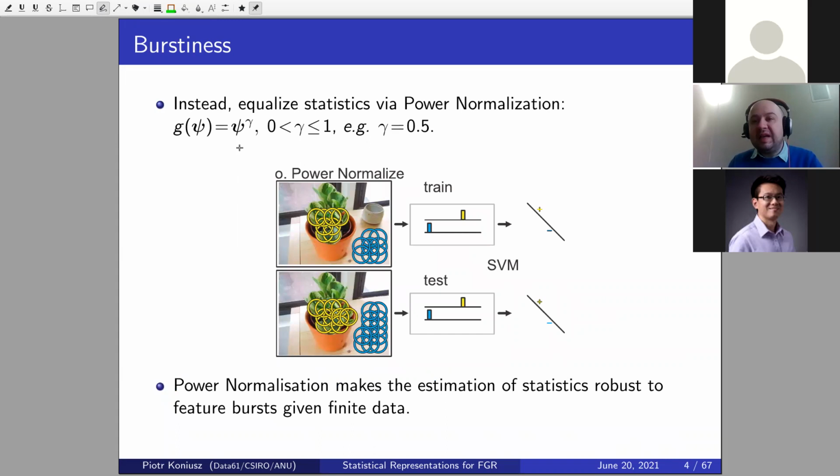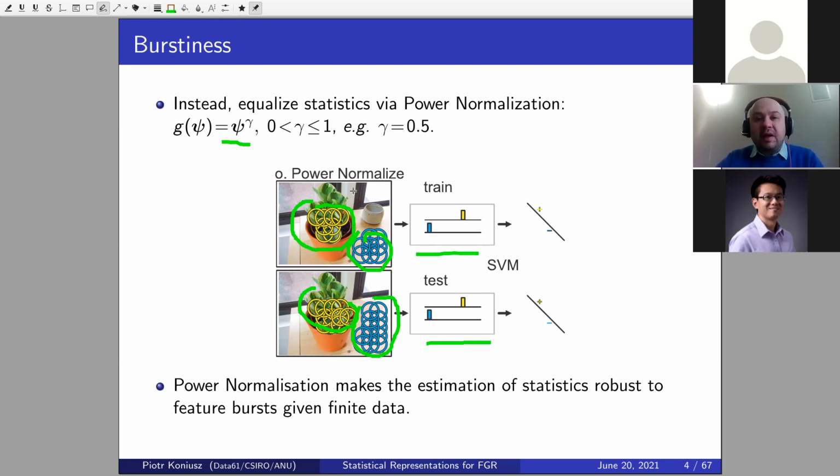In fact, power normalization in its simplest form is just raising to the power of gamma the coefficients of some vector psi. And this time, whether the area of the foreground and background changes or not, the statistics are quite similar. So what power normalization does is, for very rare features, it boosts the impact, and for very frequent features, it dampens the impact. It equalizes statistics to some degree.